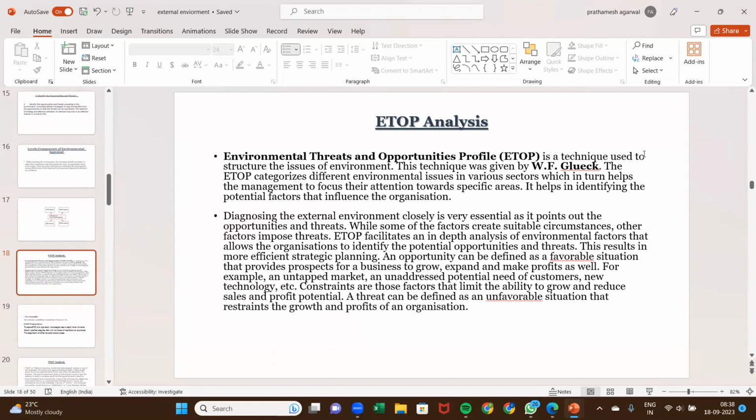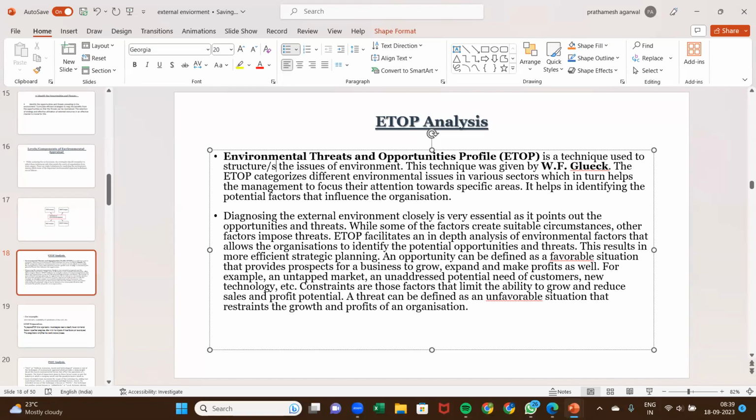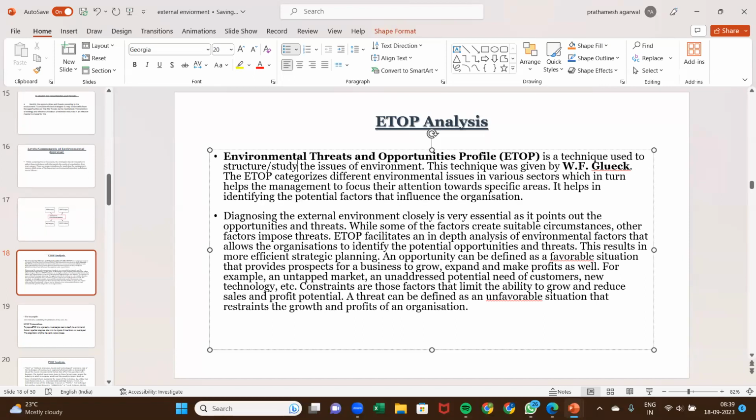ETOP analysis is the technique used to structure the issues of the environment. Used to structure means, in other words, to study the issues of the environment. Issues means the problems of the environment. This technique was given by Glueck.